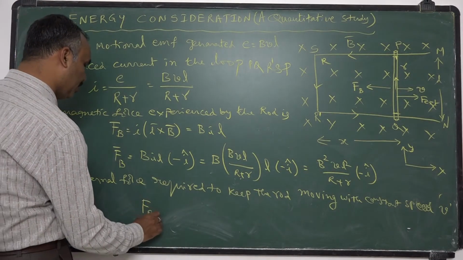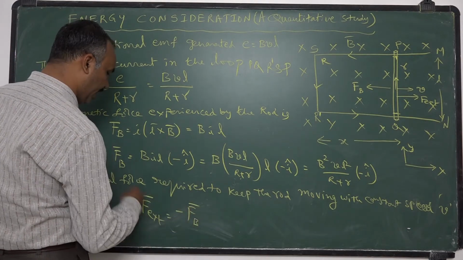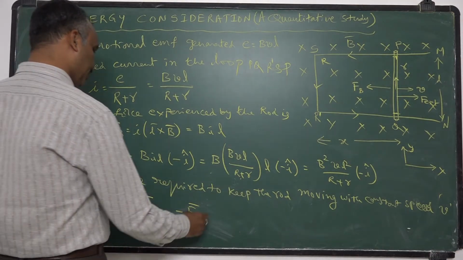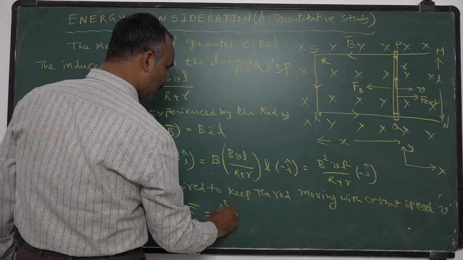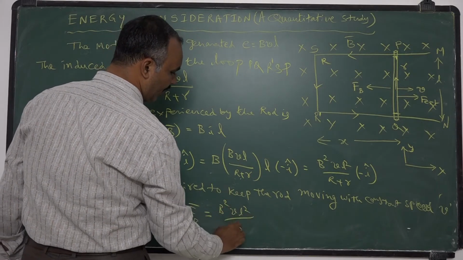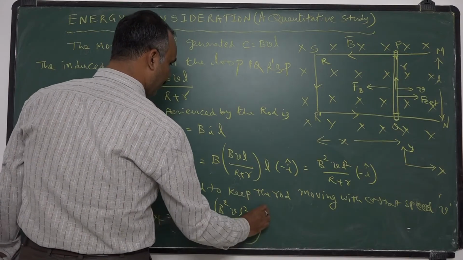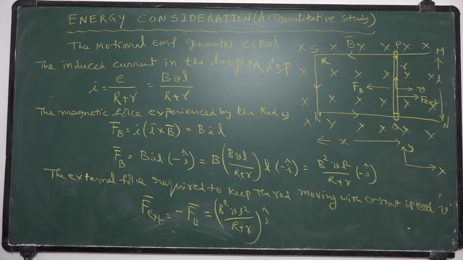External force must be equal to magnetic force. Direction should be opposite to one another. Hence, minus of this minus, it will become plus. So B square V L square by capital R plus small r i cap is the external force required to keep the rod moving with constant velocity.